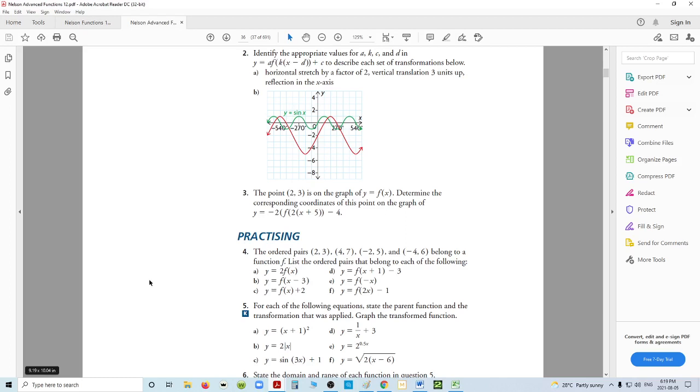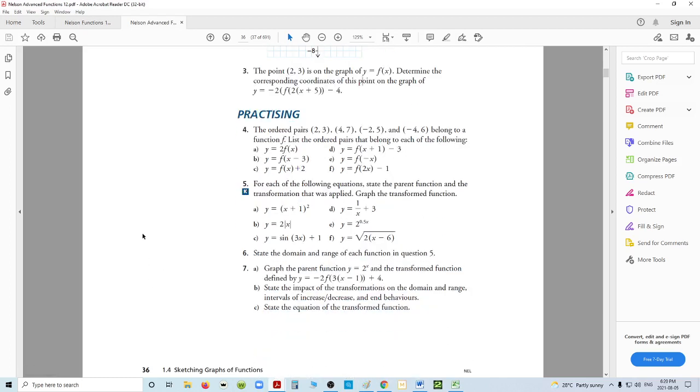Okay, next one. Practice. So they're going to give you a bunch of ordered pairs and ask you to figure out what the new ordered pair is, much as we just did. And it's the same rule.